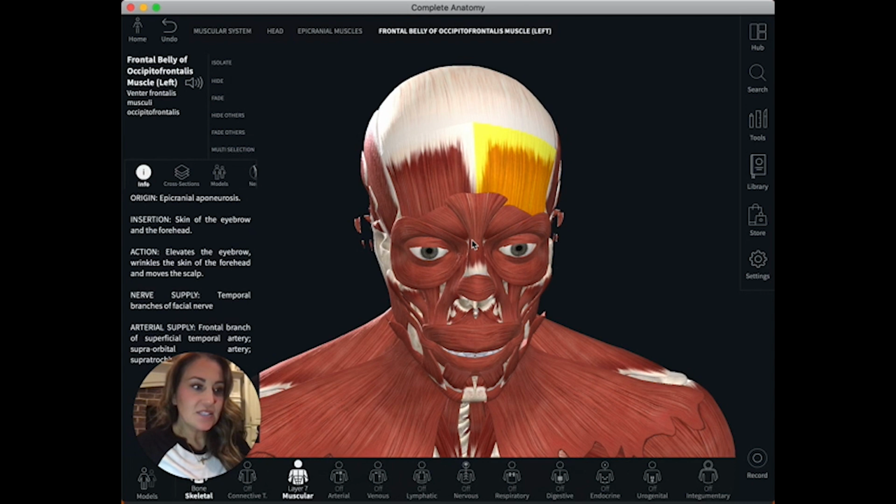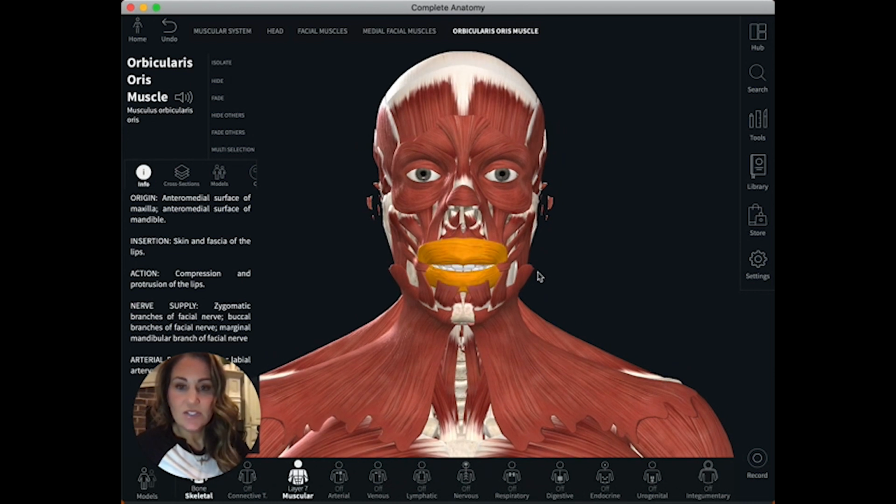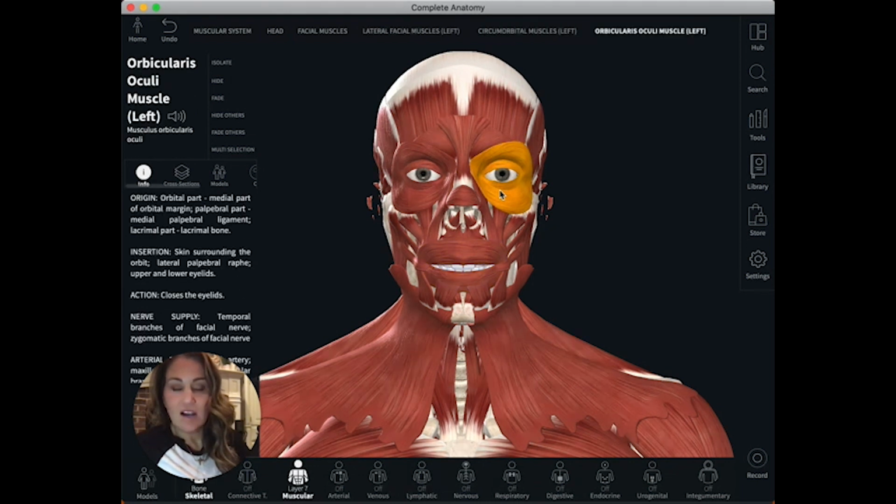So the next muscle is the orbicularis oris, and this is a circular muscle surrounding your mouth, and it is responsible for pursing your lips or for kissing. And the orbicularis oculi is your muscle responsible for closing your eye. So not necessarily opening it, it's for closing your eye. So it's your half of a wink muscle.